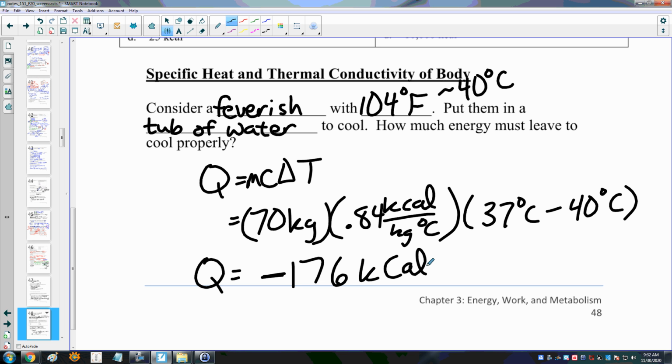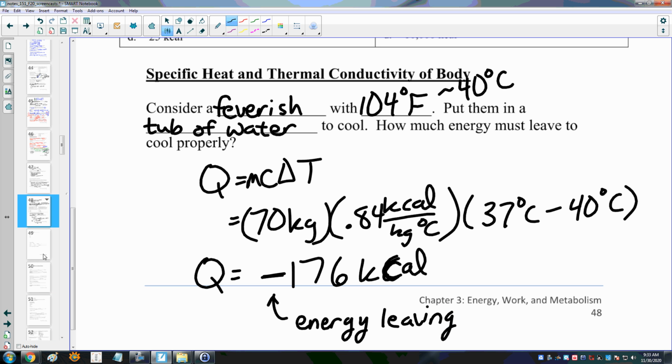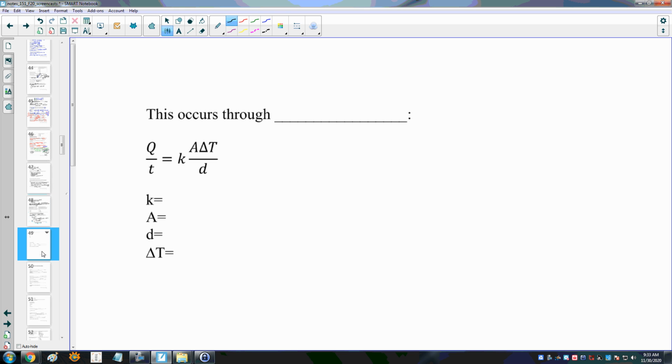That's the amount of energy that I want to leave. This is a lowercase c. Also, I just want to say here that this negative means that this is energy leaving the system. That's the amount of energy that we want to lose. So now, if I think about how this leaves the body, this occurs through conduction. And by the way, I'm going to give you this example, but I won't have you do this calculation.